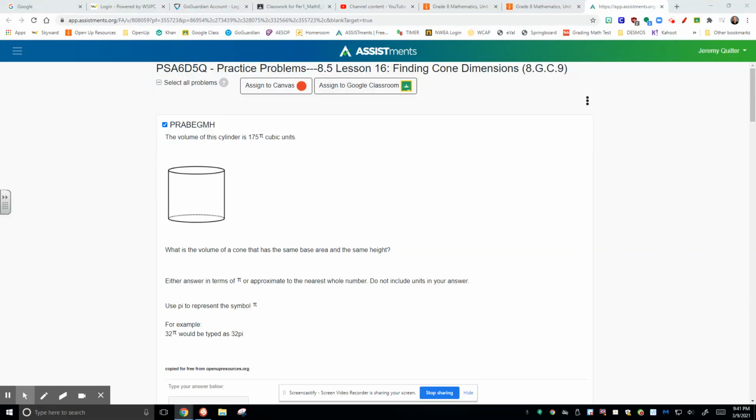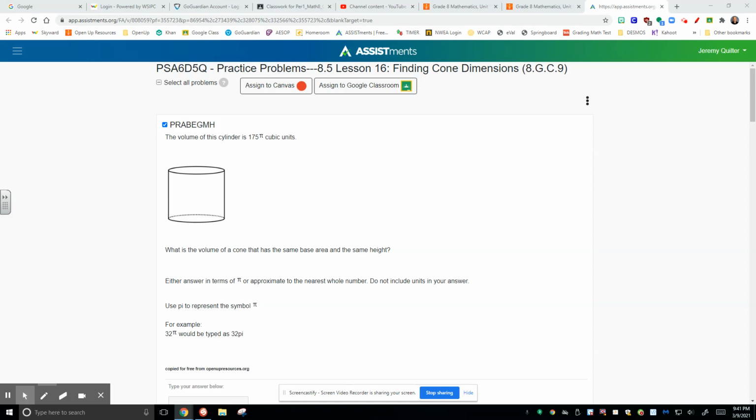Here we are with a little bit of homework help for Unit 5, Lesson 16, Finding Cone Dimensions. As you recall, we have a lesson that talks about how the formula for a cone has been derived and how that formula for the volume of the cone specifically relates directly to the volume of a cylinder.